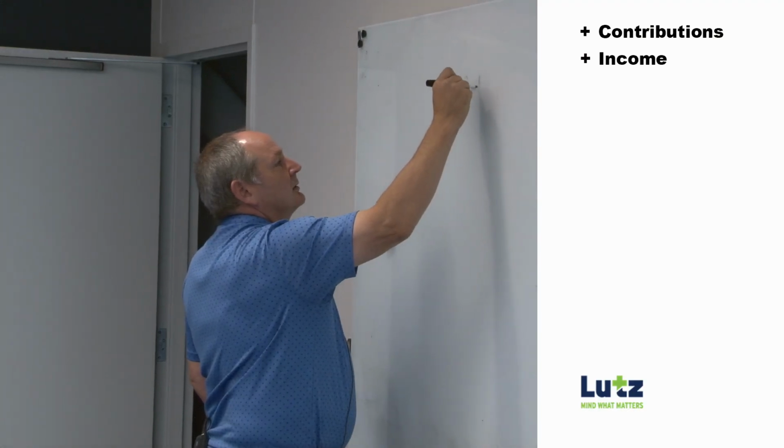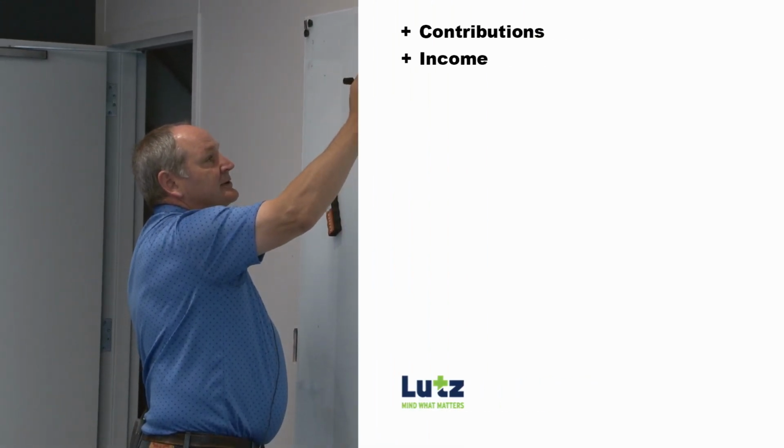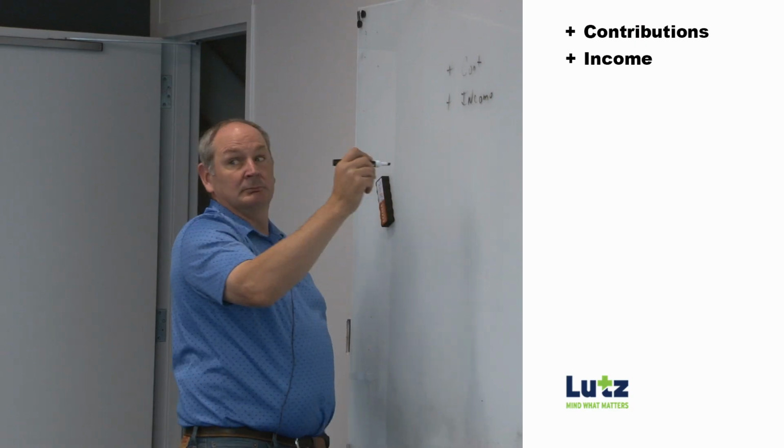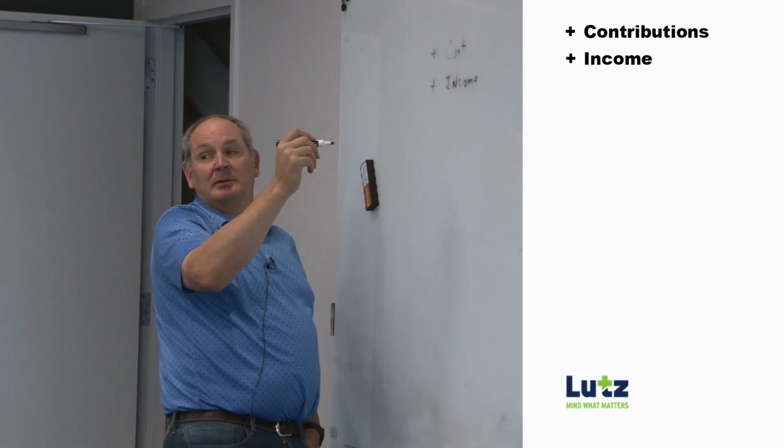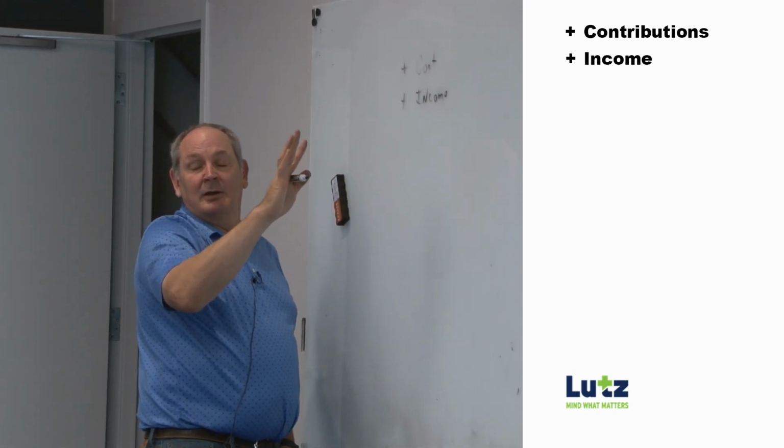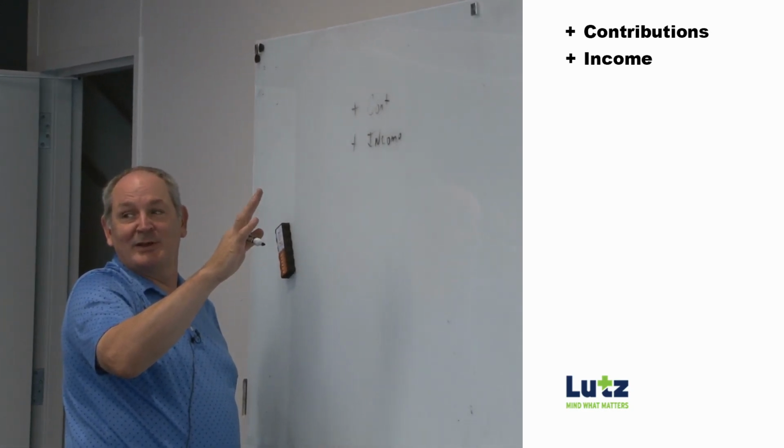Okay, so you have your contributions. You have income. Is that contribution would be a plus, correct? Plus, yep. Plus income. Then you have your other increases and decreases. What does that mean? Let's see if somebody else knows what that means.